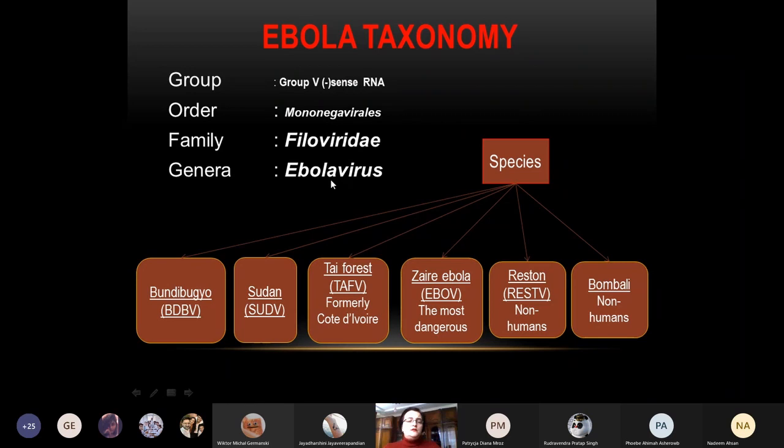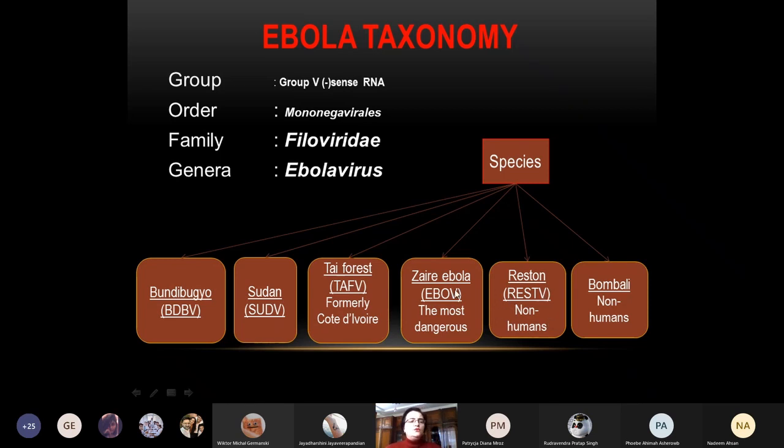Ebola virus. Within the genus Ebola virus, 6 species have been identified. Zaire Ebola virus, that's the most dangerous, you see. Bundibugyo, Sudan, also very dangerous, but less than Zaire. Reston, also Taï Forest, formerly Côte d'Ivoire, but Taï Forest Ebola virus, also dangerous for humans, but not very much. And Reston and Bombali Ebola viruses are dangerous for non-human primates.